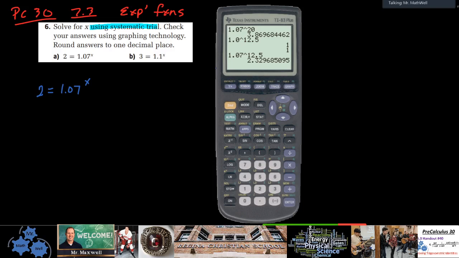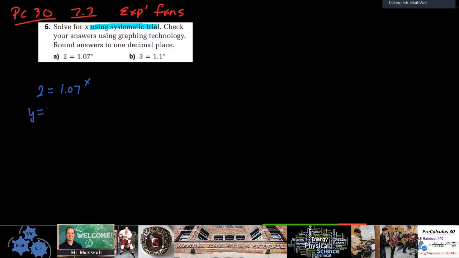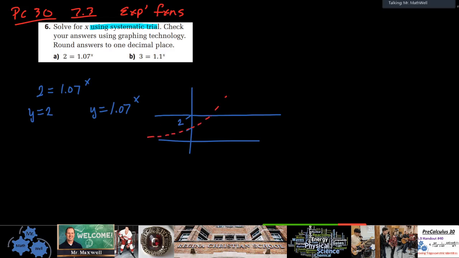Now, using the graphing technology to check that out, what you're going to want to do is graph y equals 2 and y equals 1.07 to the power of x. Y equals 2 is going to be a horizontal line going through 2, and then this one is going to be something like this when you graph it. And so you're looking for this x value right here. That's your solution, wherever that x value is where they cross.